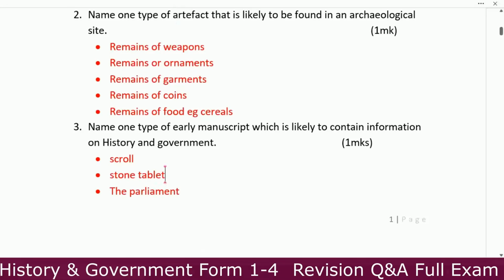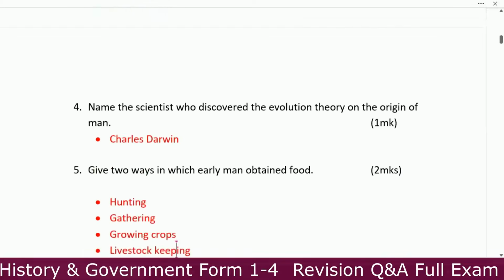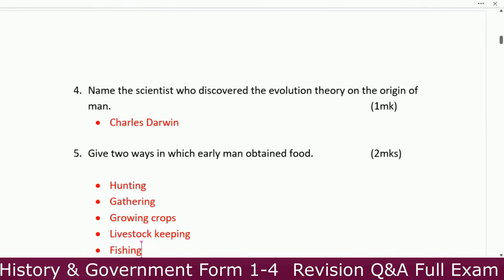Number 3, name one type of early manuscript which is likely to contain information on history and government. We have early manuscript: that one is a scroll, stone tablets, and then the parchment, not parliament but parchment. Number 4, name the scientist who discovered the evolution theory on the origin of man. That one is Charles Darwin.